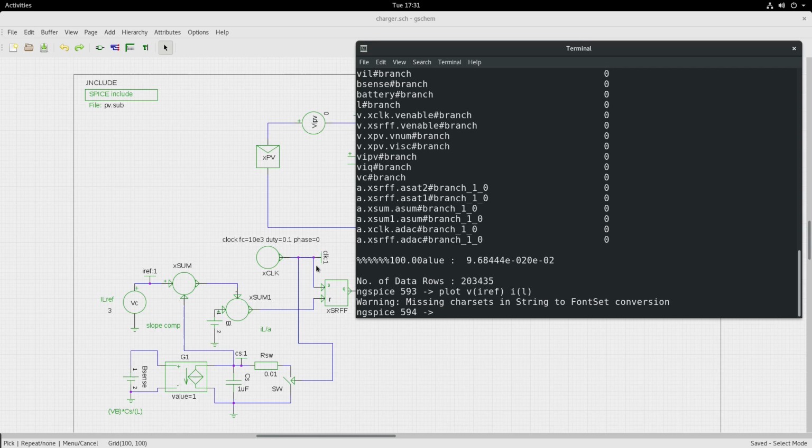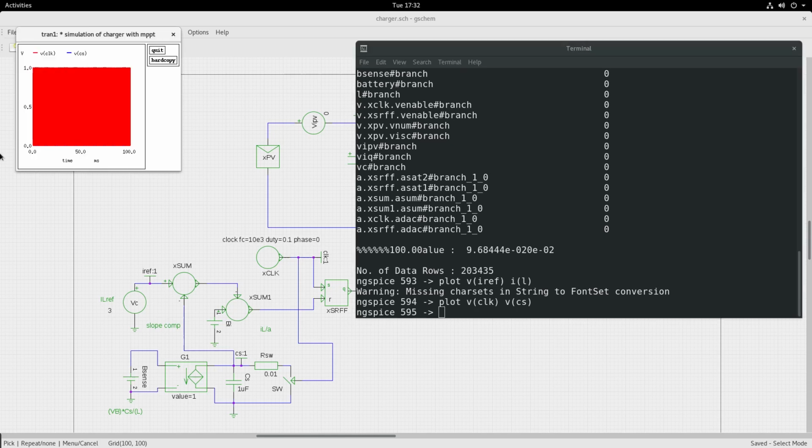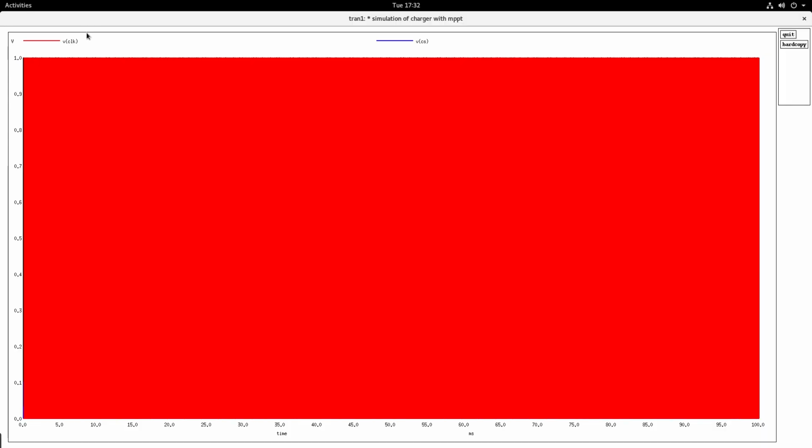Let us observe the clock waveform and the voltage across this CS capacitance. The voltage across the CS capacitance is supposed to be like a sawtooth waveform with a positive slope. Let us compare them and see if we are getting a waveform like we studied in theory. So let us plot the voltage of the clock and the voltage across the CS node. So let me expand that.